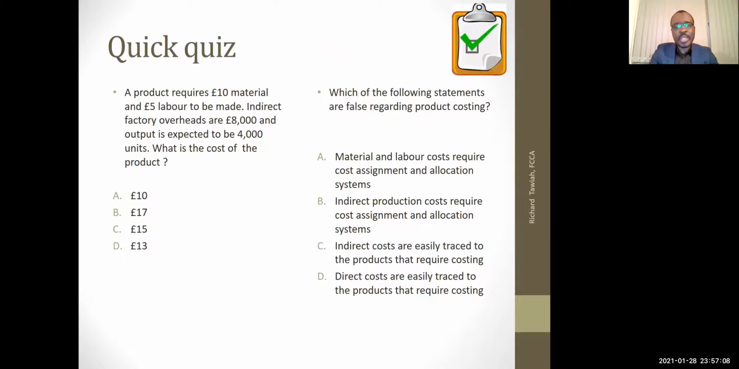Okay, so let's take a quick example. Assuming a single line of business, we produce chairs or any material. Let's talk about chairs as an example. The product requires material of 10. Total material cost is 10, direct labor cost 5. The indirect overheads are 8,000 and output produced annually is 4,000. So to get the indirect cost per unit, we just divide the 8,000 by the 4,000. So we get 2, right? Quite easy. So add your 10 to the 5 to the 2, and you get 17.